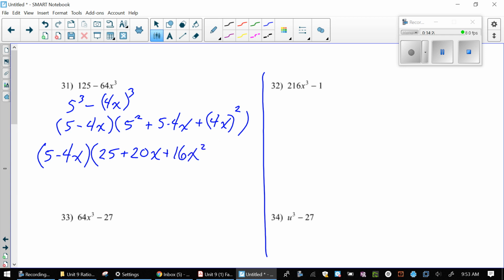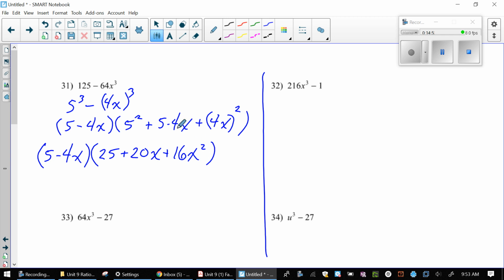16x squared. Alright. Now again, it's always nice to do a quick little double check and make sure everything cancels out like it should. So when I do 5 times 25, there's my 125 I started with. 5 times 20x is 100x. 5 times 16, x squared. Let's see, that's going to be 80x squared.